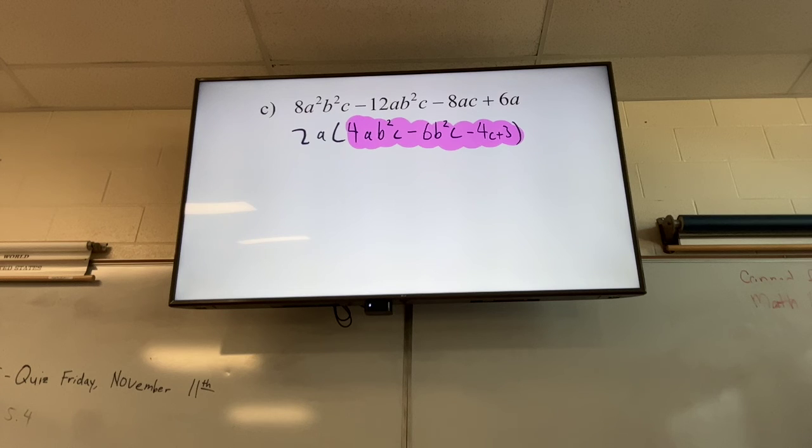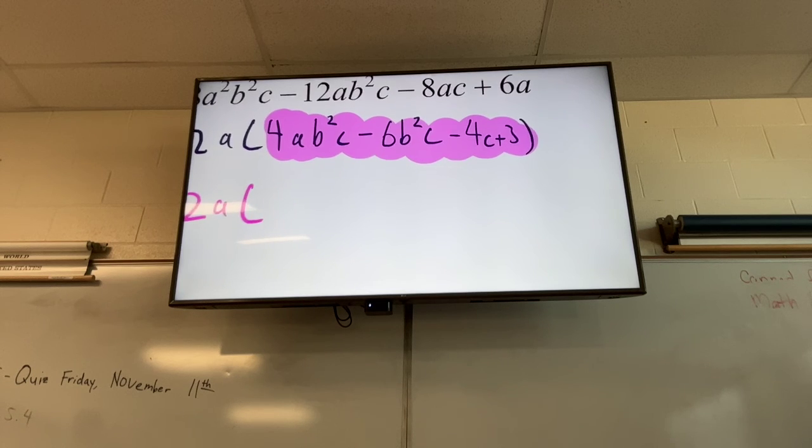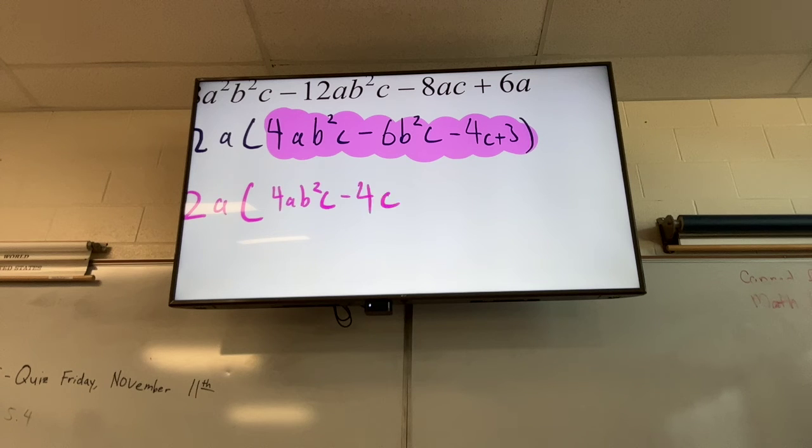Okay, so let's do this. I'm going to reorder the 4 terms here. So I do 4a b squared c minus 4c, then minus 6b squared c plus 3. Let me put red parentheses around the first 2, blue parentheses around the second 2, and then I got to switch that sign in the middle.